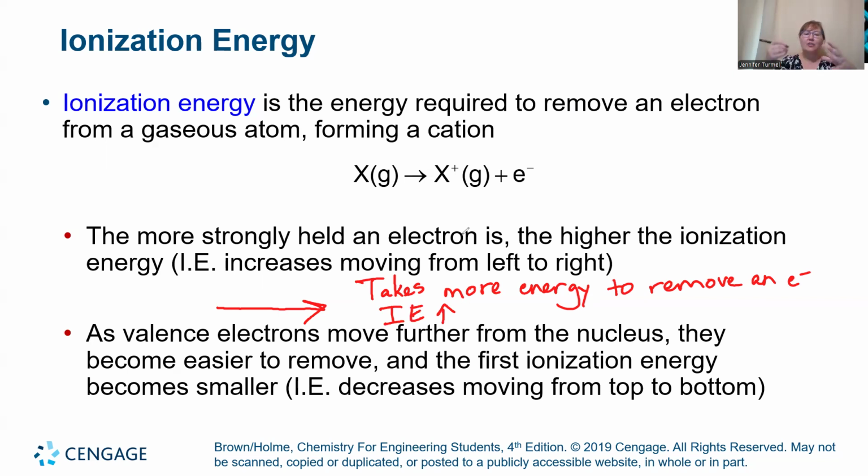Now, as the valence electrons move further from the nucleus, if this is your nucleus here, and then here's your n is equal to 2, and then n is equal to 3, 4, 5, 6, and 7. By the time you get out to n is equal to 7, you have this big negative electron blanket, and these electrons shield energy level 7 from being able to see the nucleus. So as we move down the table, it gets easier to remove an electron.